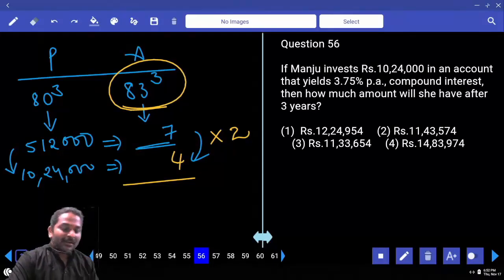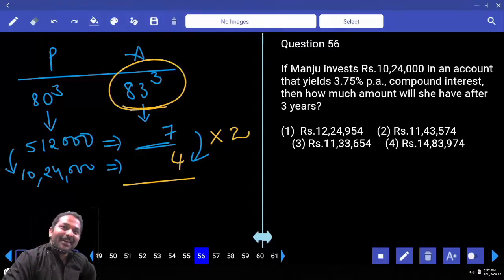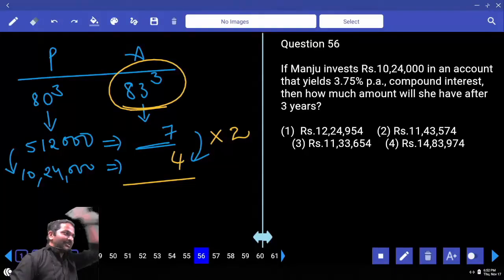In 83, do you have a 3 multiple? 7? 9? When there is no 3, 9 also won't come. Right? 11? Multiplication rules are also not possible now.